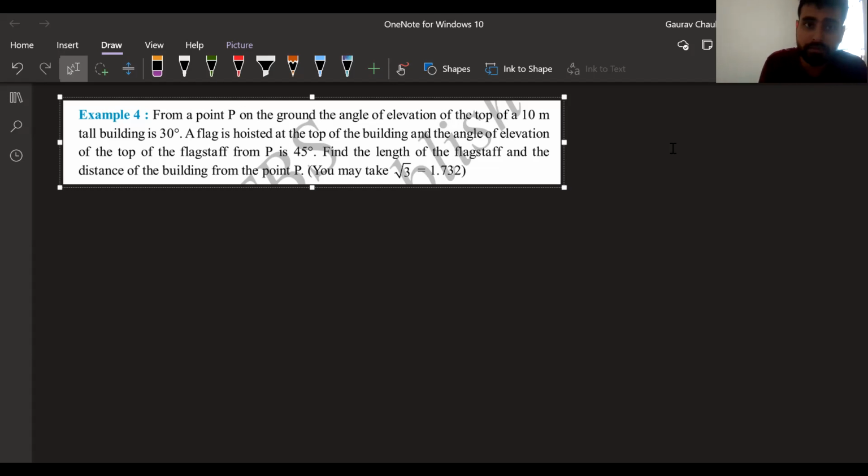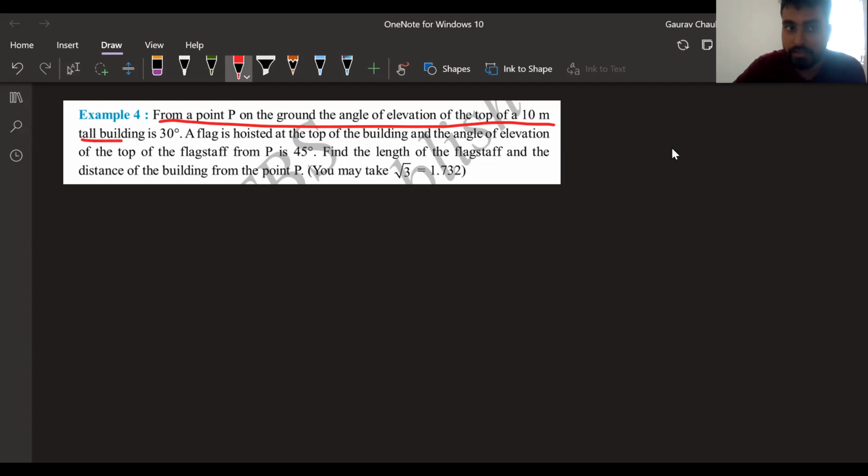From point P on the ground, the angle of elevation of the top of a 10-meter tall building is 30 degree. All right, so the first sentence is giving me what? It's giving me one right triangle. There's a point P on the ground. Let me just mark that here. So this is my ground. I'm assuming this is my ground.